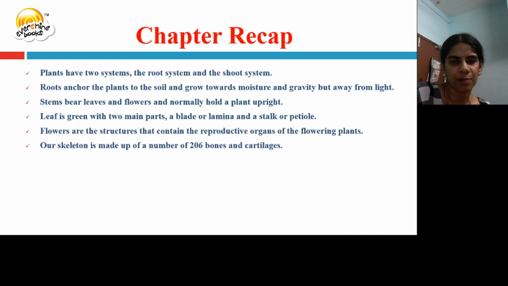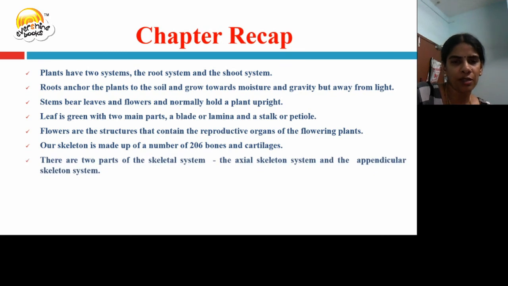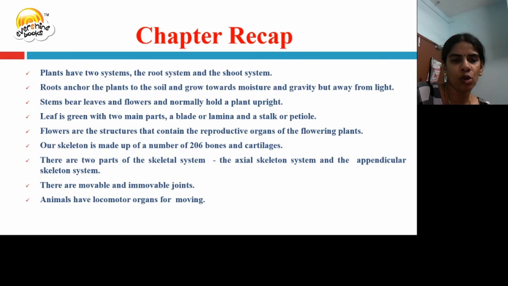Our skeleton is made up of 206 bones and many cartilages. There are two parts of the skeletal system, namely the axial skeleton system and the appendicular skeleton system. There are movable and immovable joints in our body. Animals have locomotor organs for moving.